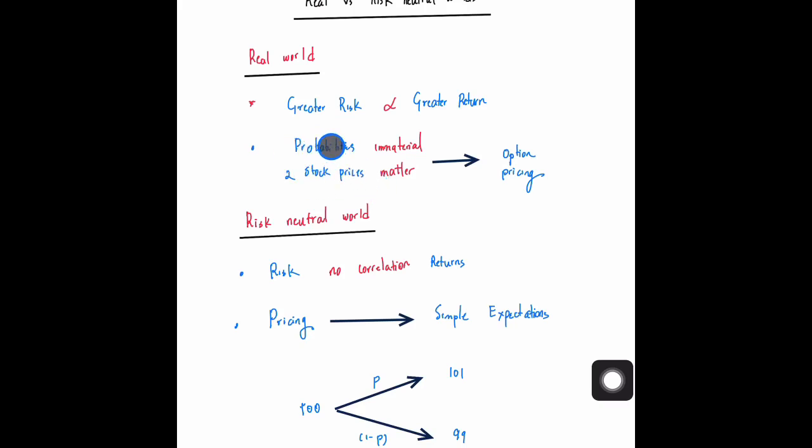is we see that the probabilities of the up and down are basically irrelevant. The only thing that matters is how much the stock price is going up or going down, and this is the only information that is required as far as option pricing goes. Now there is another way of looking at this problem, which is called a risk neutral world.